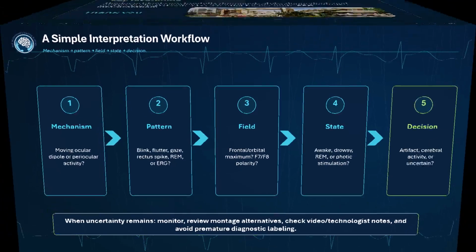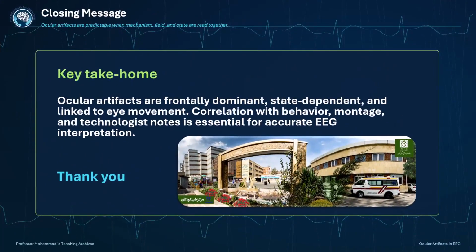Next slide, please. The main message is that ocular artifacts are predictable when mechanism, field, and state are interpreted together. They are usually frontally dominant, state-dependent, and linked to eye movement. Accurate EEG interpretation depends on integrating waveform appearance with behavior, montage, patient state, and technologist observations.